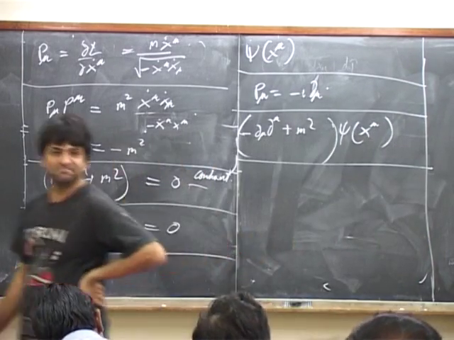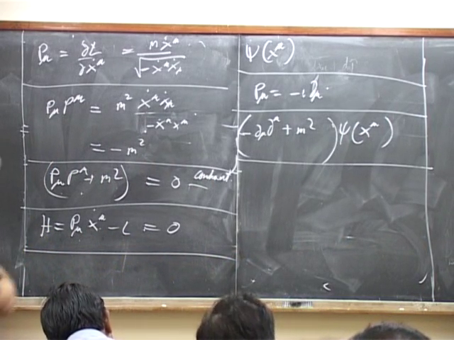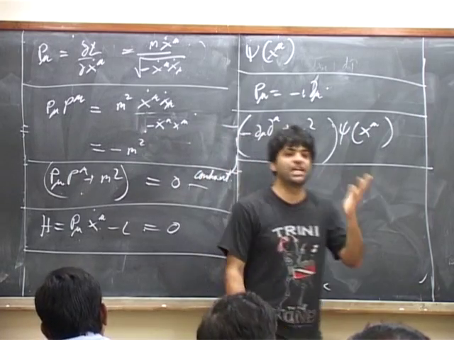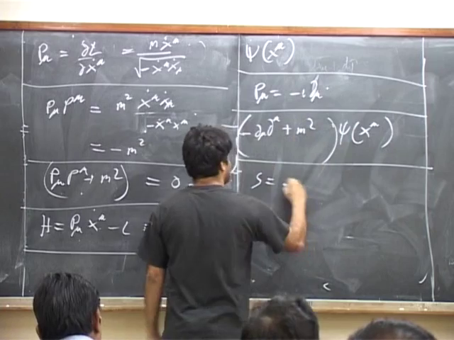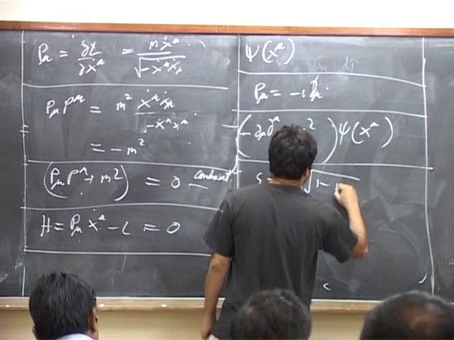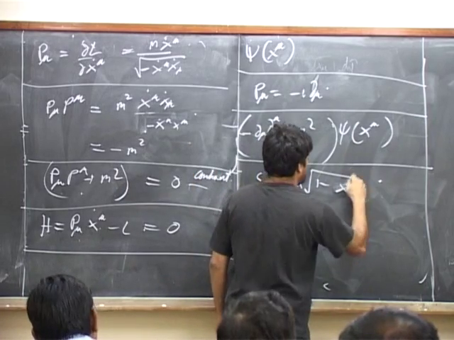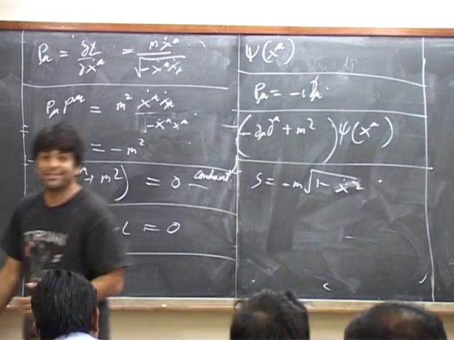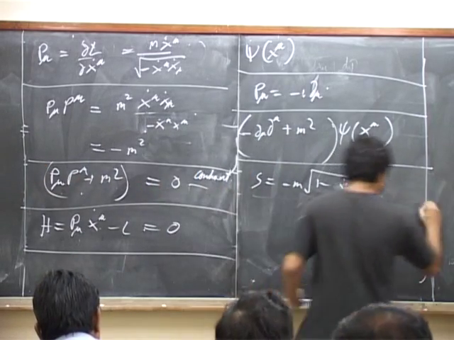What sense is this making? In order to see what sense this is making, let's try to go back and use a much more lowbrow approach to the quantization of the system. Let's go back to the Lagrangian. S was equal to minus m times the square root of 1 minus x i dot squared, where we chose a particular implementation of what tau is. How do we do the quantization of this system?